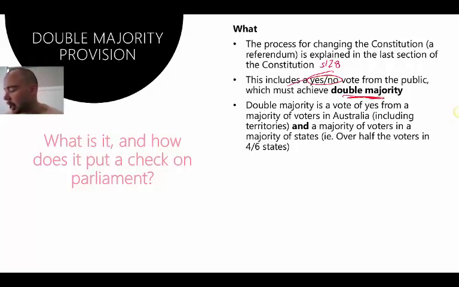And this change must achieve a double majority, meaning a majority of people overall, including the territories, so if there's 20 million voters in Australia, 10 million and 1 must vote yes. But also, it must achieve a majority of voters in a majority of states, aka more than half the voters in 4 out of 6 states have to vote yes. So if there's 4 million voters in Victoria, 2 million and 1 have to vote for it. New South Wales, if there's say 7 million, 3.5 million and 1.